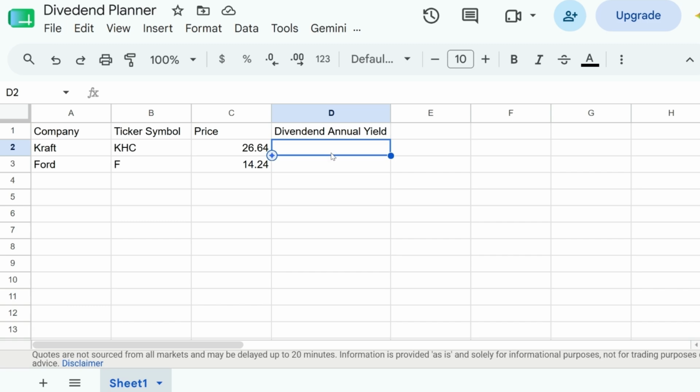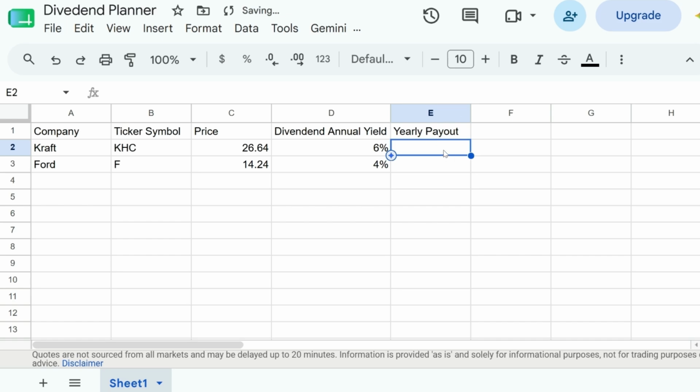So now dividend annual yield for both Kraft and Ford. I already know what these are. Kraft is 6% and Ford is 4%. So we're just going to enter that information there. And now we have everything we need to actually figure out what the actual annual payout is. And when I say annual payout, what I mean is if you own one stock of Kraft or one stock of Ford, this column E will tell you what they'll give you a year.